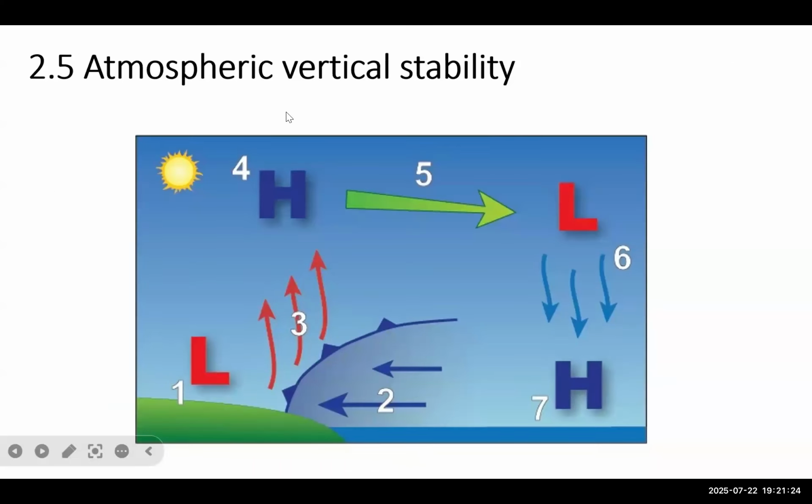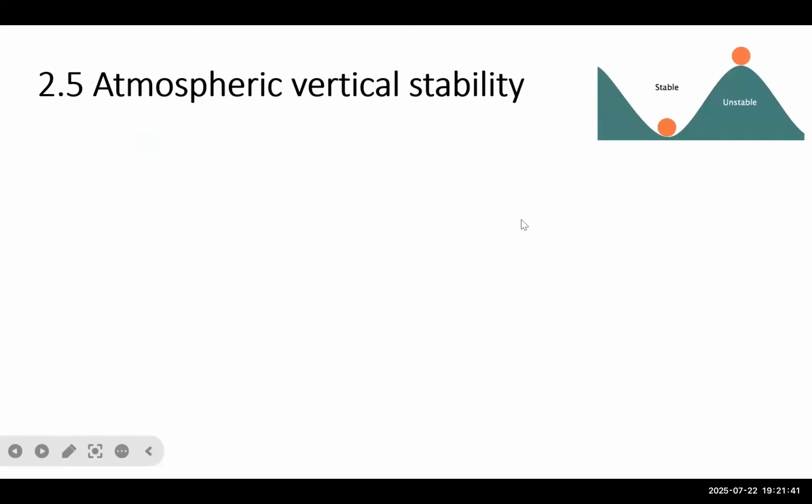So now let's move into another factor that can influence the sea breeze. This is the vertical stability. And the vertical stability plays a role in how the air is going to rise over land. So let's start here. What is a stable system? If I push this orange ball a little and let it go, the ball is just going to go back to where it was. On the contrary, in an unstable system, if I push this orange ball just a little, it will keep going and fall all the way down.